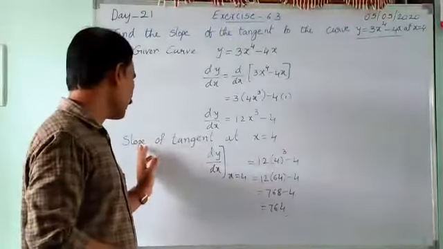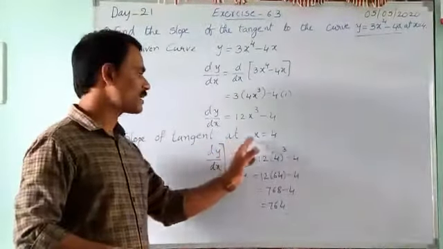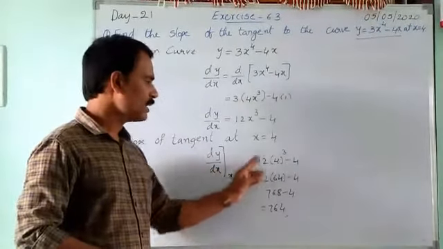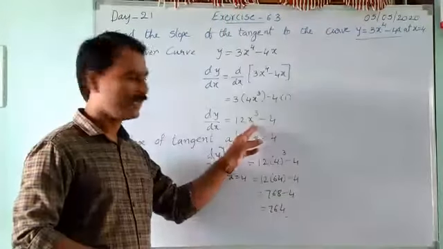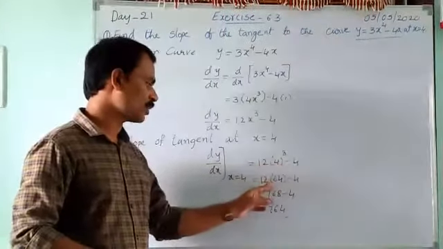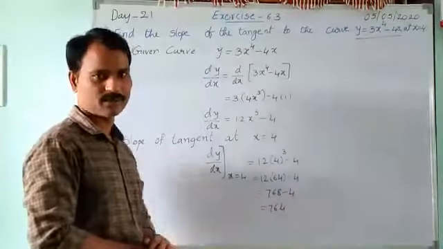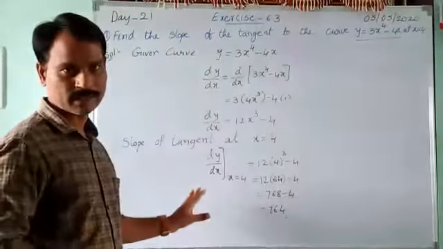For that, what is given? Slope of tangent at x is equal to 4. That's why I wrote dy by dx at x equal to 4, which means simply substitute 4 in the place of x. 12 into 4 cube minus 4. 12 into 64 minus 4. 768 minus 4, 764. Simply we solve like this.